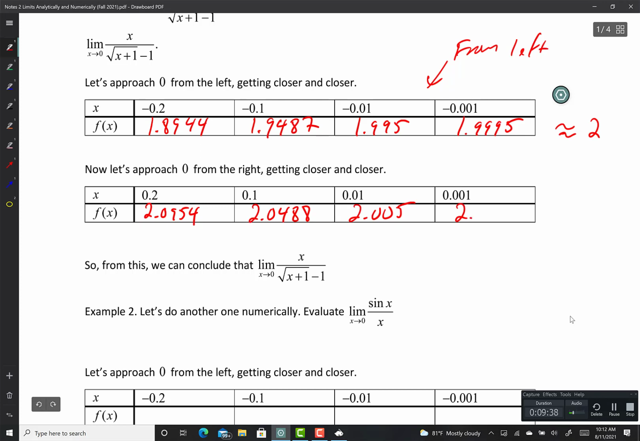2.0005. All right, now let's look at this one. It's the second table. As x approaches 0 from the right, does it look like I'm approaching the value 2? Yeah, it does. Look, 2.09, 2.04, 2.005, 2.0005. It is definitely getting closer and closer to 2, guys.